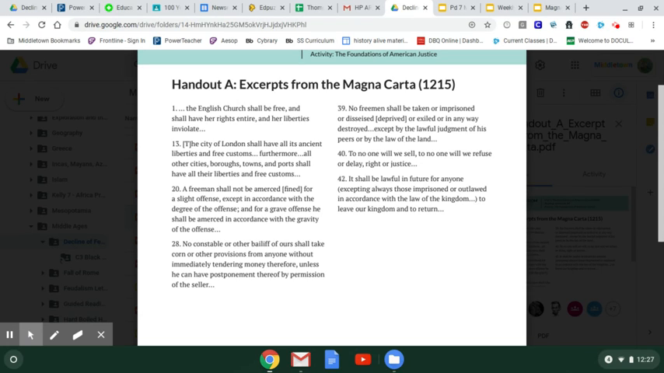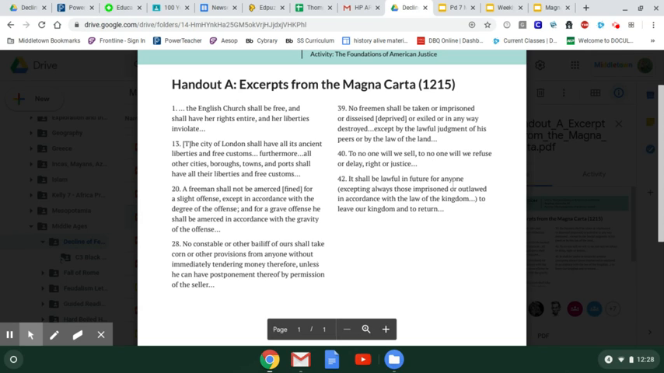No one will sell, no one will refuse or delay the right of justice. So justice is not for sale, and everyone is allowed to have justice, meaning like fairness. 42. It shall be lawful in the future for anyone, excepting always those imprisoned or outlawed in accordance with the law of the kingdom, to leave the kingdom and to return, meaning you can go anywhere and you can come back and you're still going to be a citizen of that place.